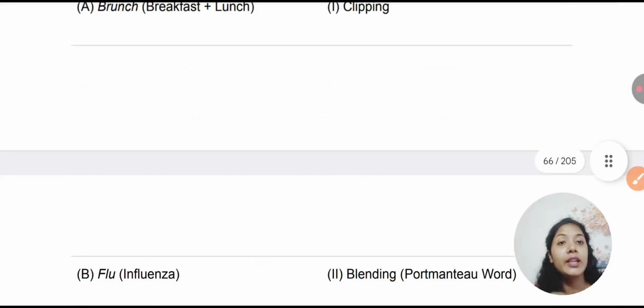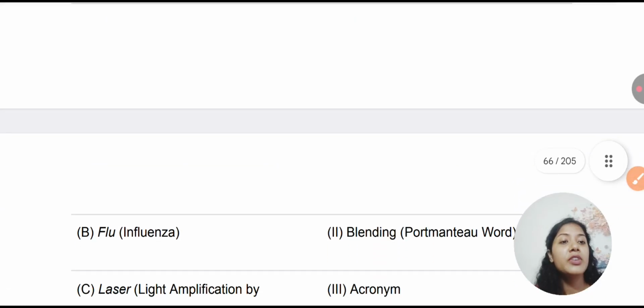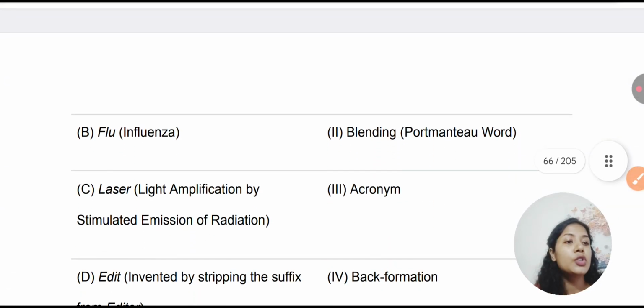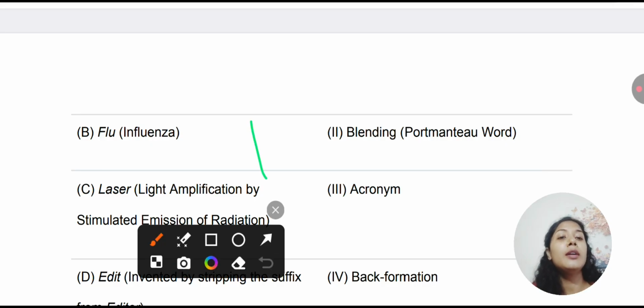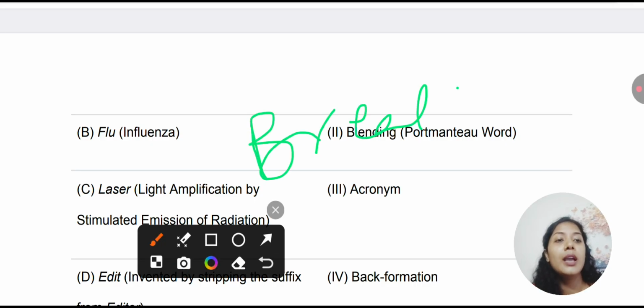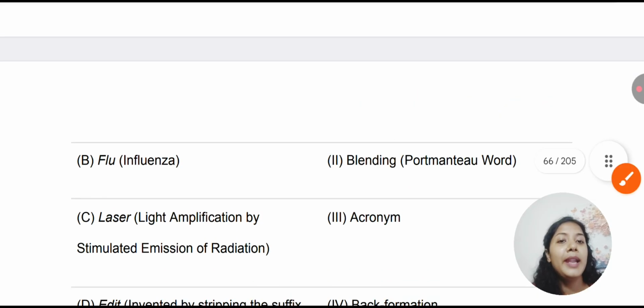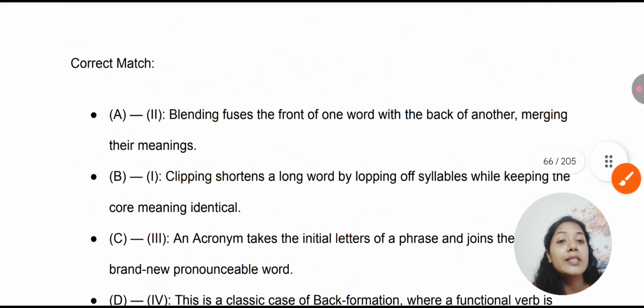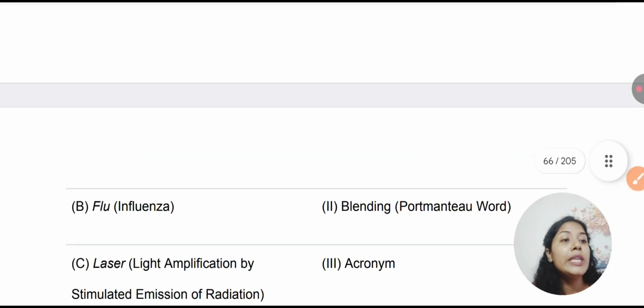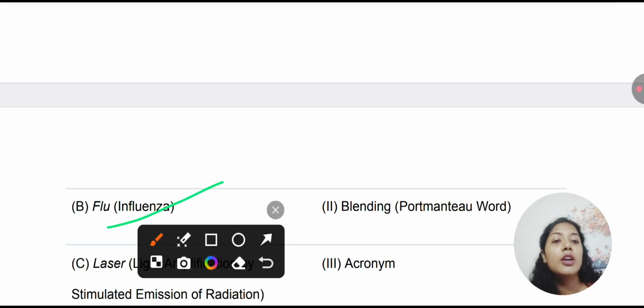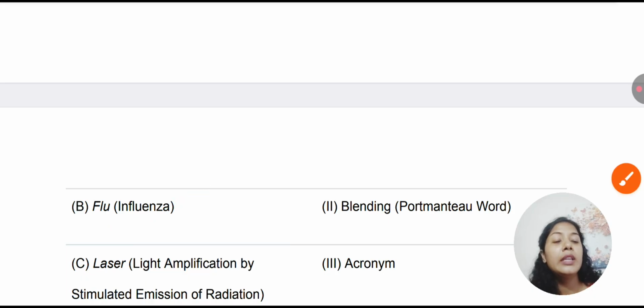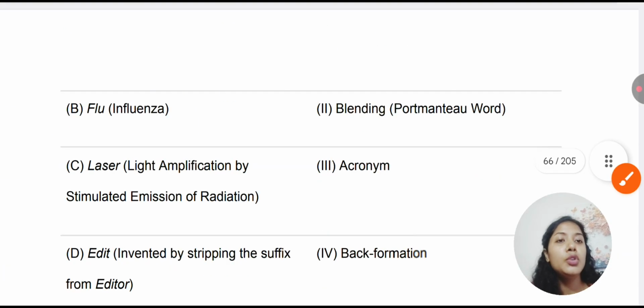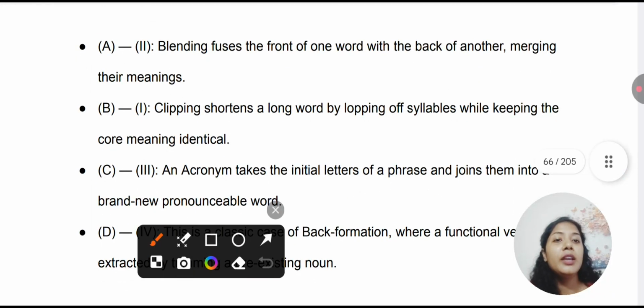You can match with second, that brunch, or breakfast, is a blending. Portmanteau, which is called a blend, a blend of breakfast and lunch. Okay, so this is the blending. Then we have B, you can match with second, that is the clipping. So flu is the clipping here, from influenza. Like you clip the word, while editing you do this. Clipping means it shortens a long word by lopping off syllables while keeping the core meaning identical.